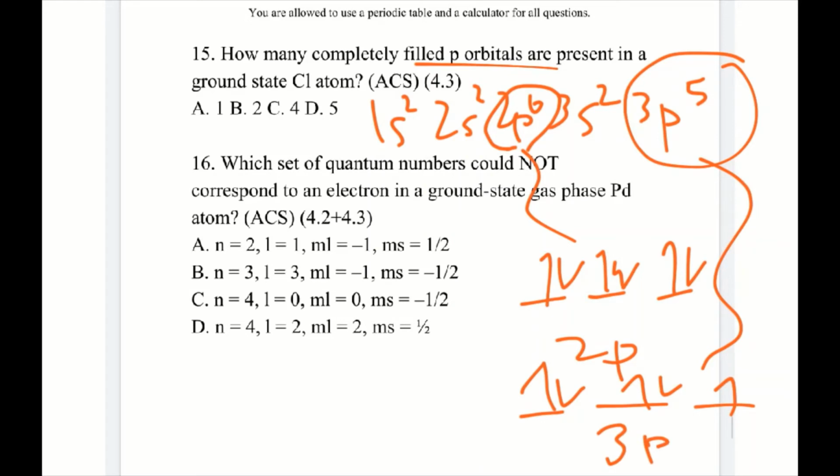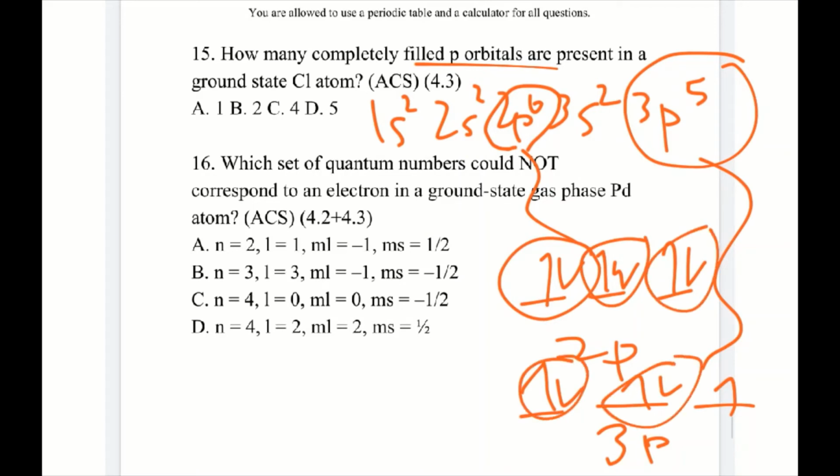Now how many completely filled p orbitals are there? Well, there's 1 completely filled, 2, 3, 4, 5. So there are 5 completely filled p orbitals in a ground state chlorine atom. This one is half filled because it only has 1 out of 2 electrons. So D is our answer.